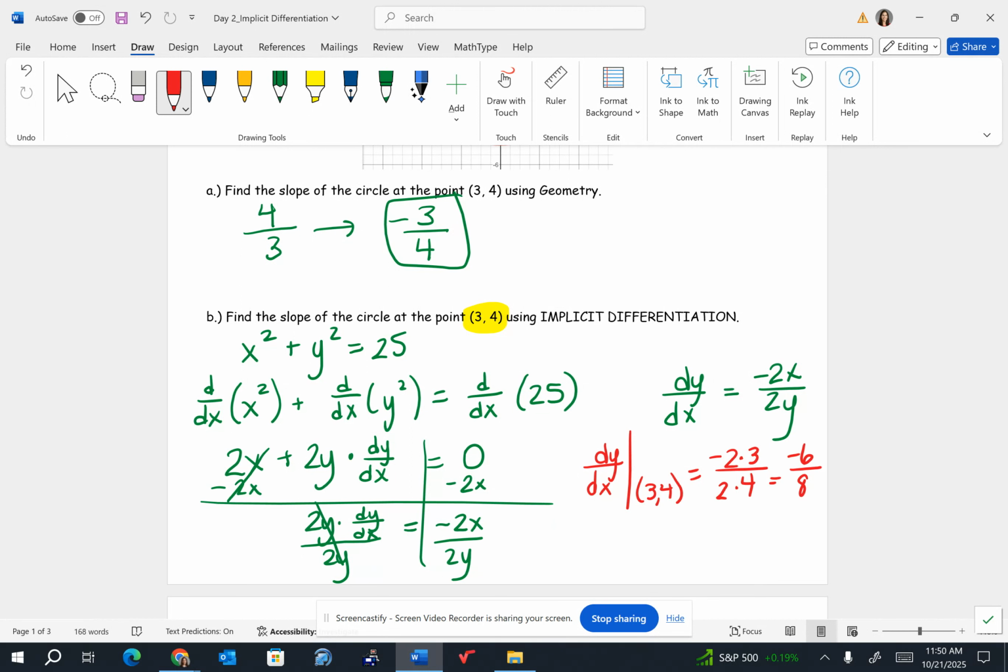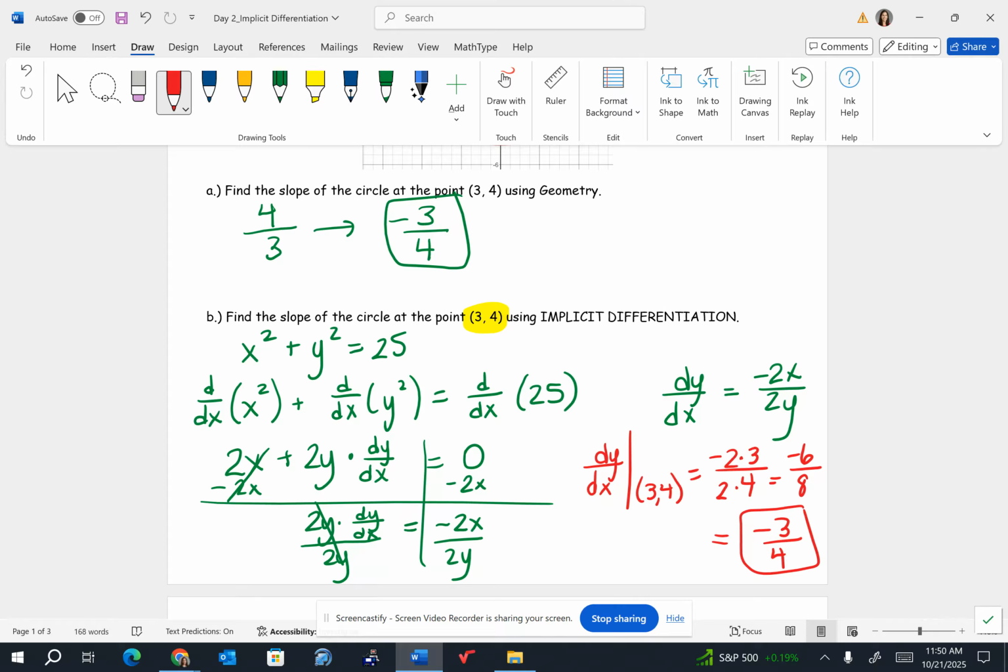If we simplify that, we should notice that yes, in fact, we did get the same answer using calculus that we got using geometry. If you look above at part A, we got -3/4 as the slope of our tangent line using geometry, and now we get the slope of the tangent line using calculus. So that part with the dy/dx was the new part.